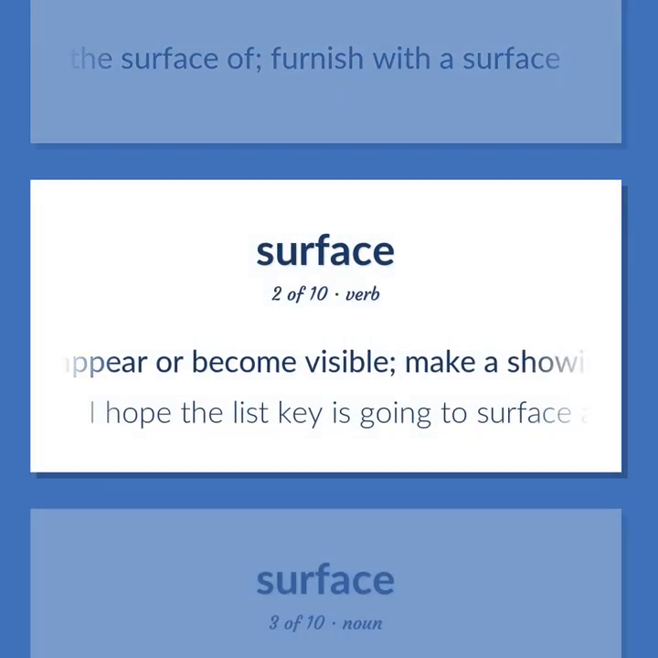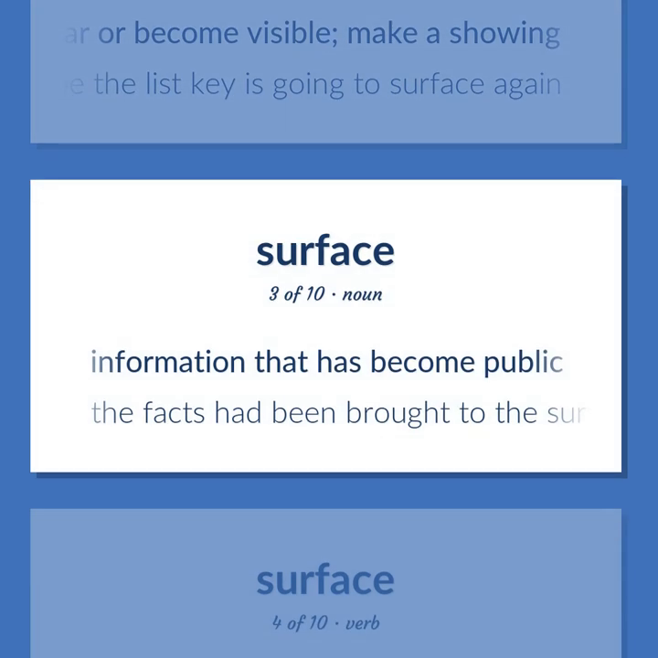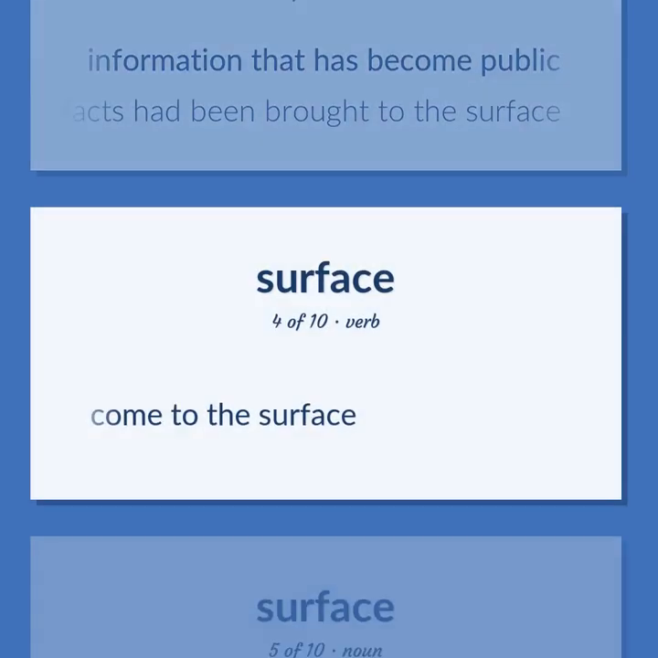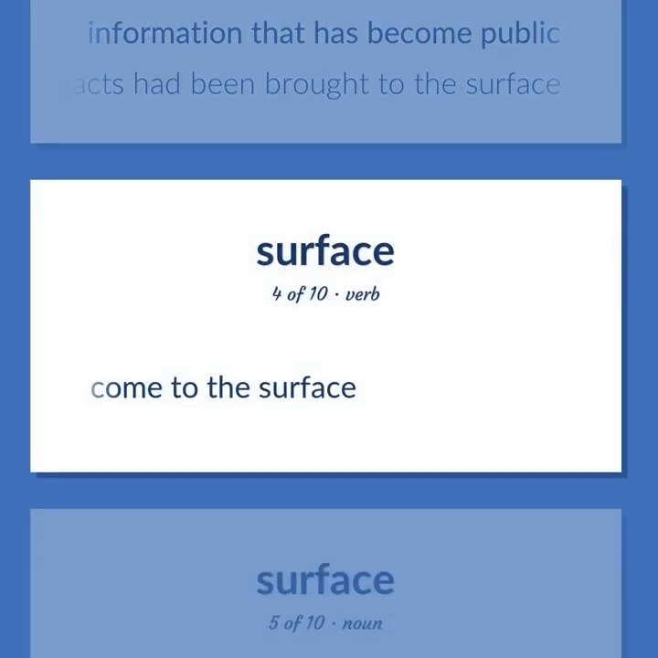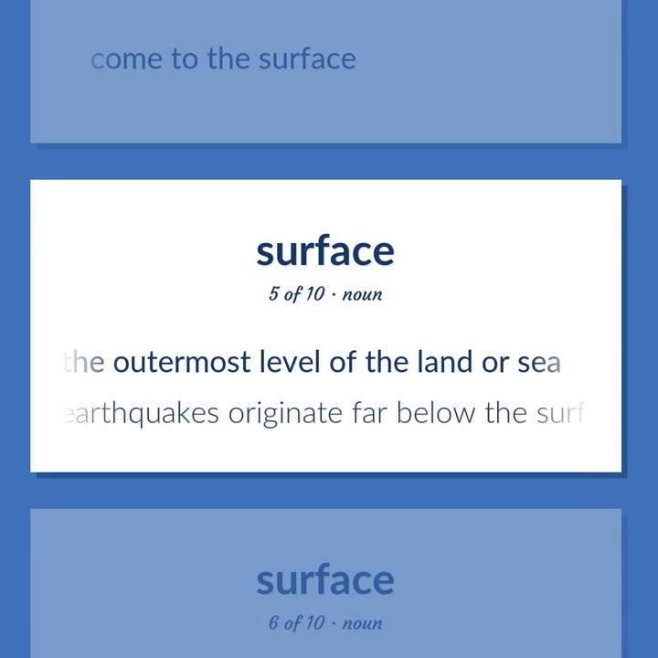Appear or become visible. Make a showing. I hope the list key is going to surface again. Information that has become public. The facts had been brought to the surface. Come to the surface. The outermost level of the land or sea. Earthquakes originate far below the surface.